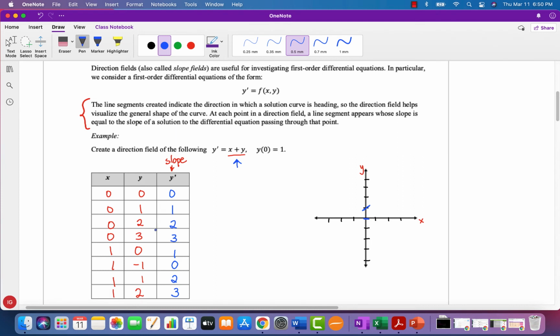At 0, 2, then you have a slope of 2, so notice 2 is bigger than 1, so that means this line is steeper than the previous one. 0, 3, slope is 3, so it's even steeper.